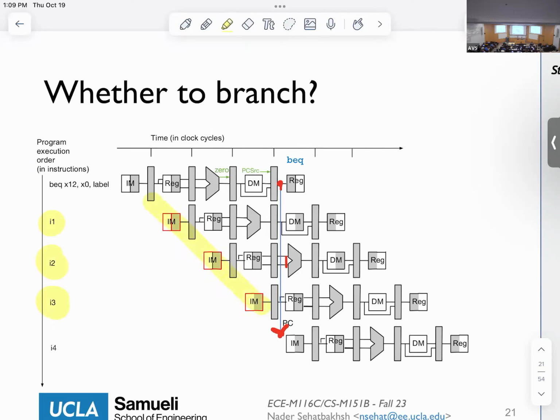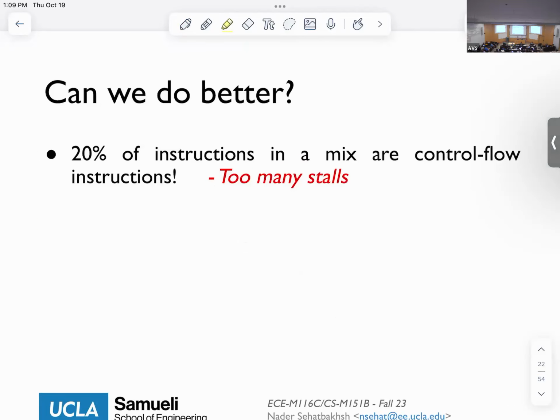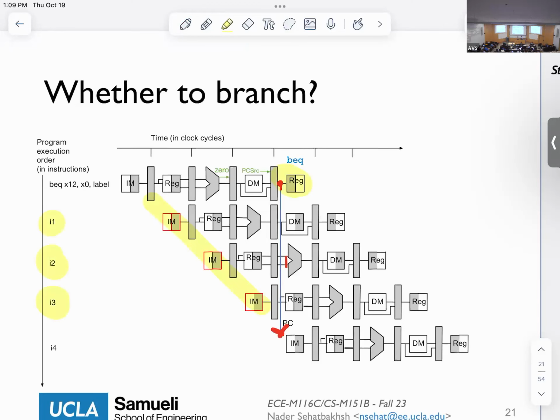This is the same story of pushing the bubbles and stalling, until I know that this is indeed, for example, a taken branch, and I can use the PC to read a new instruction, okay? That's what I'm going to do, okay? So looking at this, for each branch instruction, I need to stall for 3 cycles.